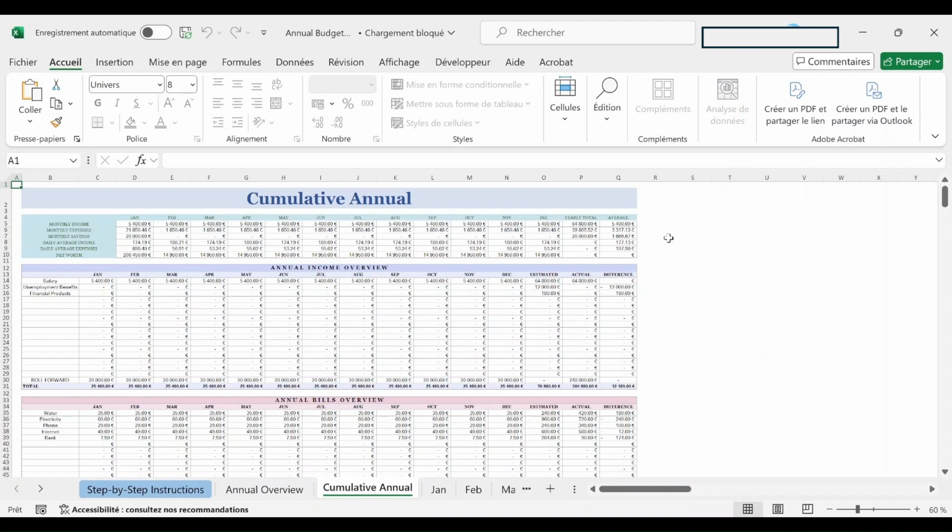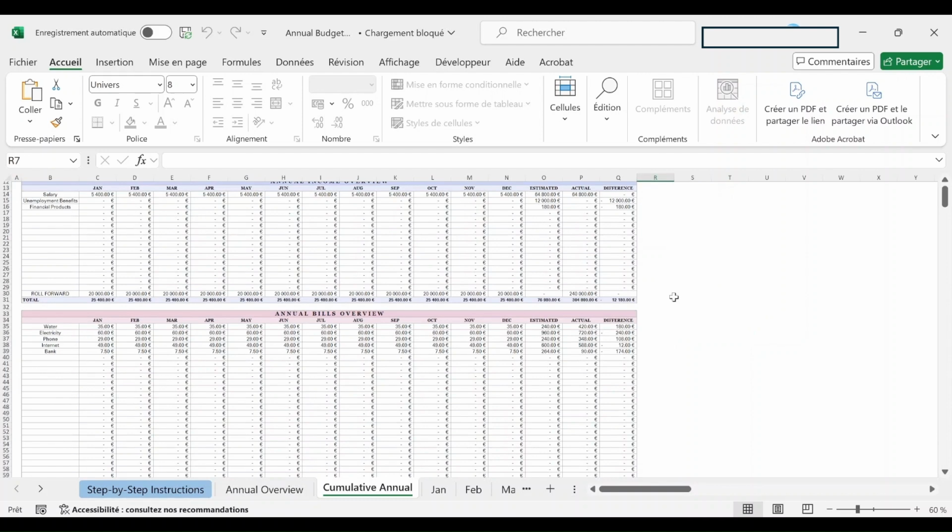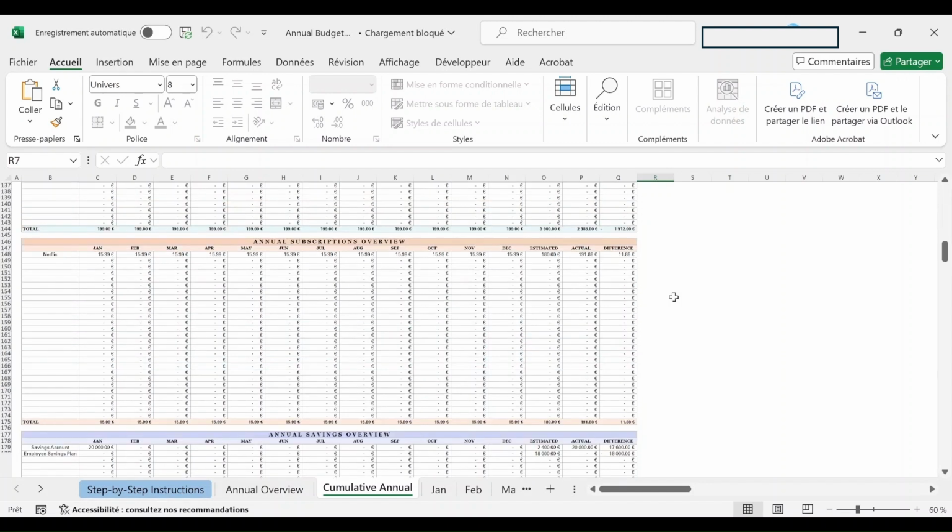The Cumulative Annual tab provides a detailed table breakdown of your income and expenses, as well as your bank account balances, needs, hobbies, and savings. This concludes our review of the Annual Overview and Cumulative Annual tabs.